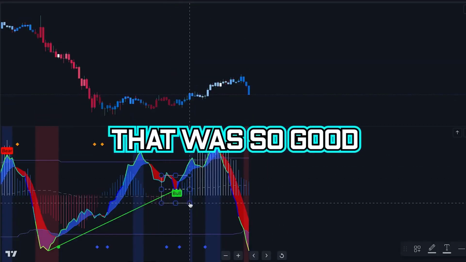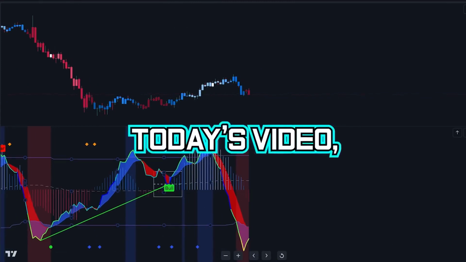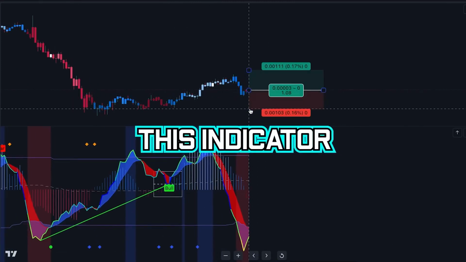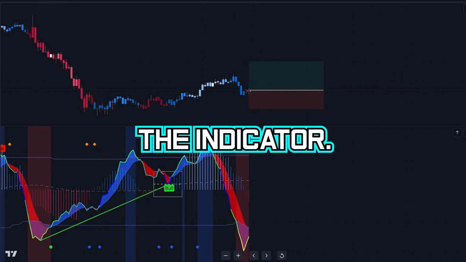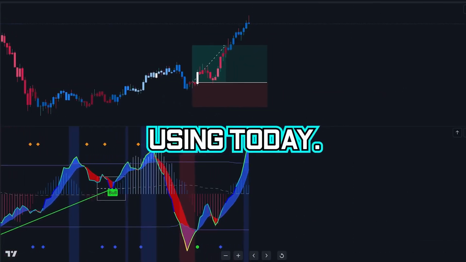An indicator that was so good it was chosen as an editor's pick by the developers at TradingView, and in today's video, we will show you how to get this indicator for free, how to configure the indicator, and we will also share with you a secret strategy that you can start using today.